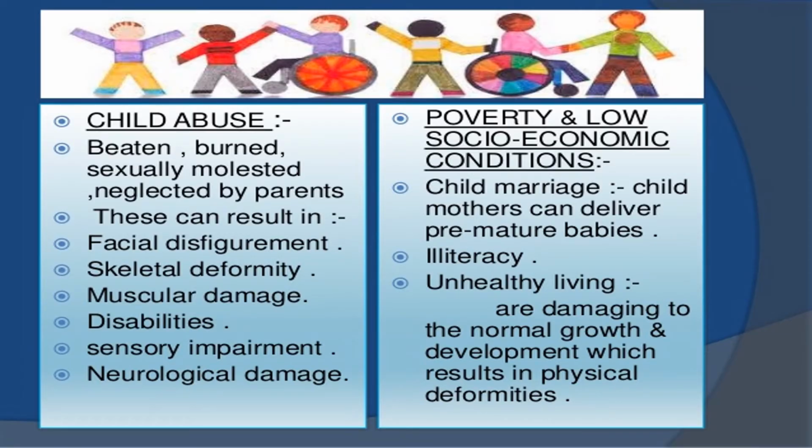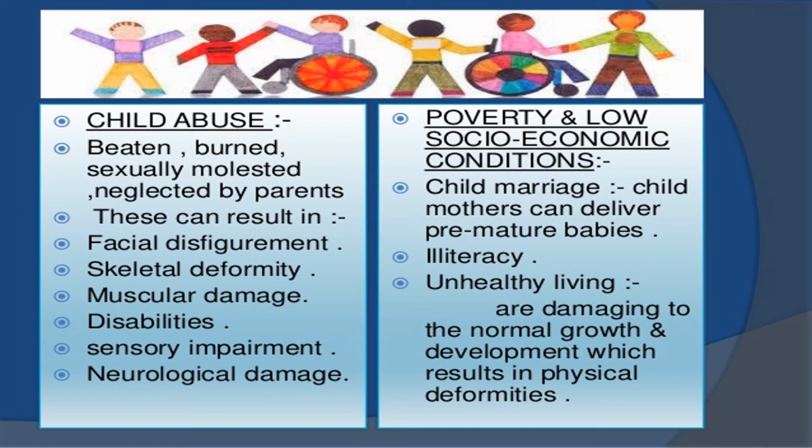In this slide, we will discuss two factors of perinatal environmental factor, that is child abuse and poverty and low socioeconomic condition. Abused children are beaten, burned, sexually molested, neglected by parents, which can result in facial disfigurement, skeletal deformity, muscular damage, disabilities, sensory impairment, and neurological damage.